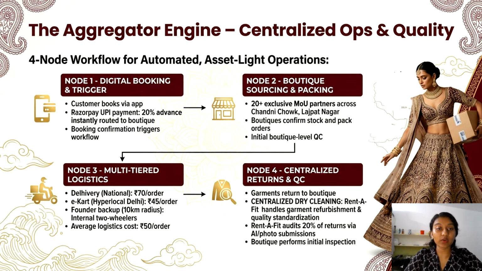A continuation to it, the aggregative engine. Again, we use a dark background in two slides, so we don't want visual fatigue to come in for the reader. That's why we again use these ethnic motifs. We again have the maroon, but this time we use a complete contrast white background. While we are very clearly representing the four modes using these icons: multi-tier logistics, digital booking, boutique sourcing and packing, and centralized returns and QC. And again, the model stands there with her outfit in the box that she is going to use to return.